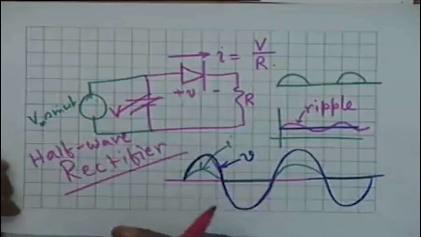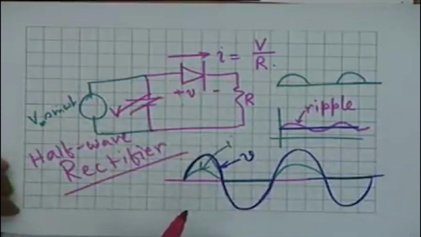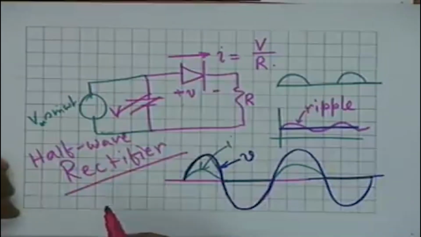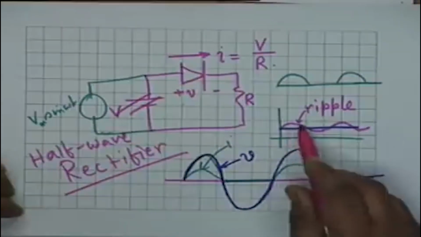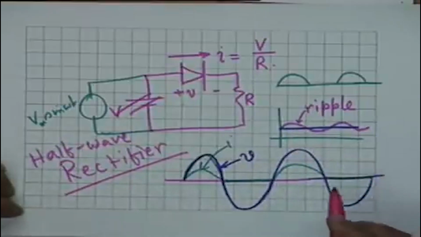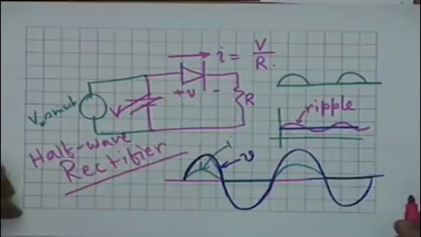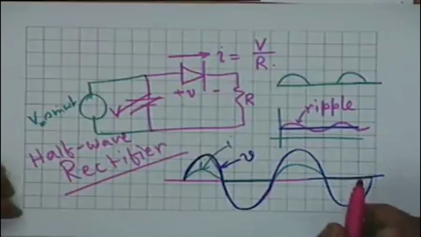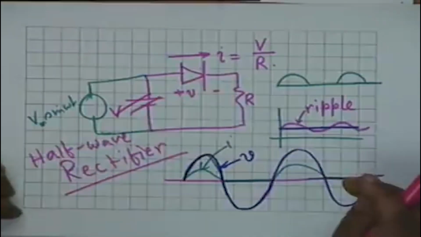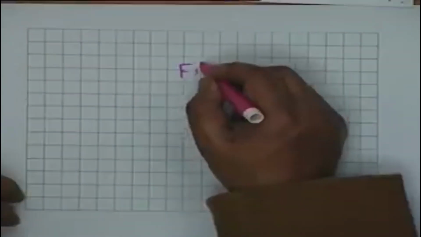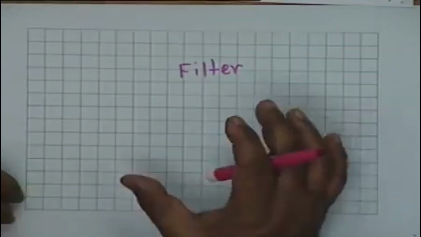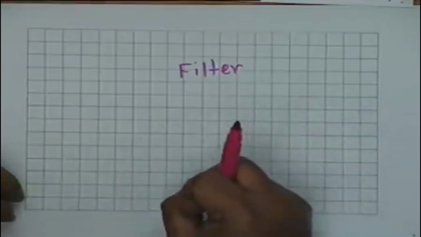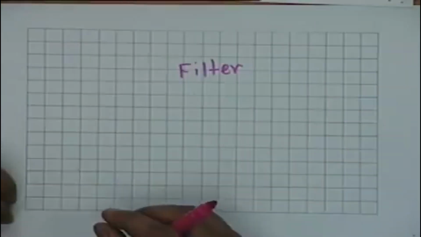Now, a half wave rectifier converts an AC into a pulsating DC. There is a steady component upon which is superimposed an AC. We want to get rid of the AC, all right. If we want a pure DC, we want to get rid of the ripple, and this is done by a circuit known as a filter. A filter is a circuit which retains the DC and filters out the AC.